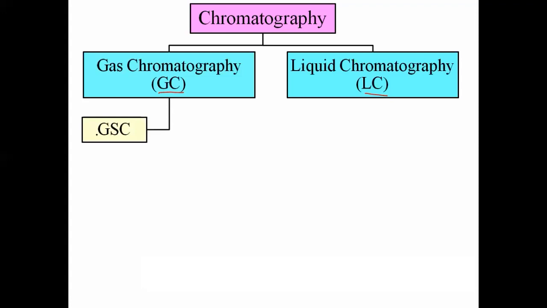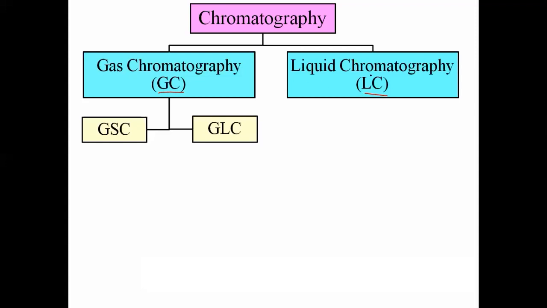Here mobile phase is gas, no doubt, but if stationary phase is solid, then it is called gas solid chromatography. Mobile phase is gas and stationary phase is solid, then it is gas solid chromatography. And second one is the gas liquid chromatography. In gas chromatography, if stationary phase is liquid, then it is called GLC, gas liquid chromatography. Okay, this is just the sub classification of gas chromatography.